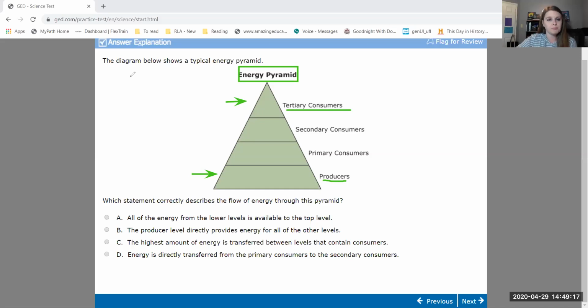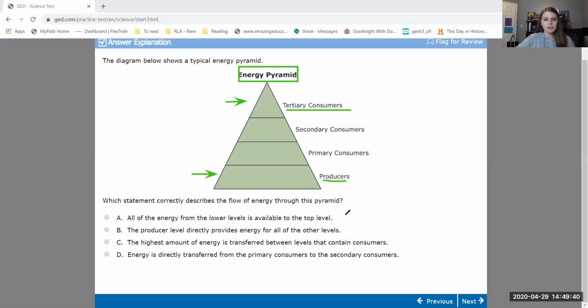So let's read. It says the diagram below shows a typical energy pyramid. Which statement correctly describes the flow of energy through this pyramid? Okay, so think about it like a food pyramid, where you have the big one at the bottom, which is the big important one. It gets smaller at the top. So let's read these answers.